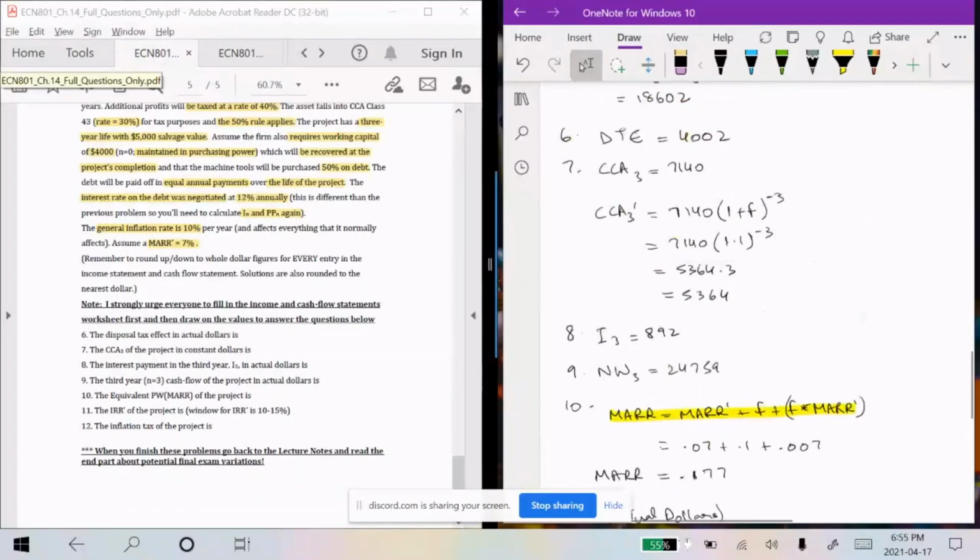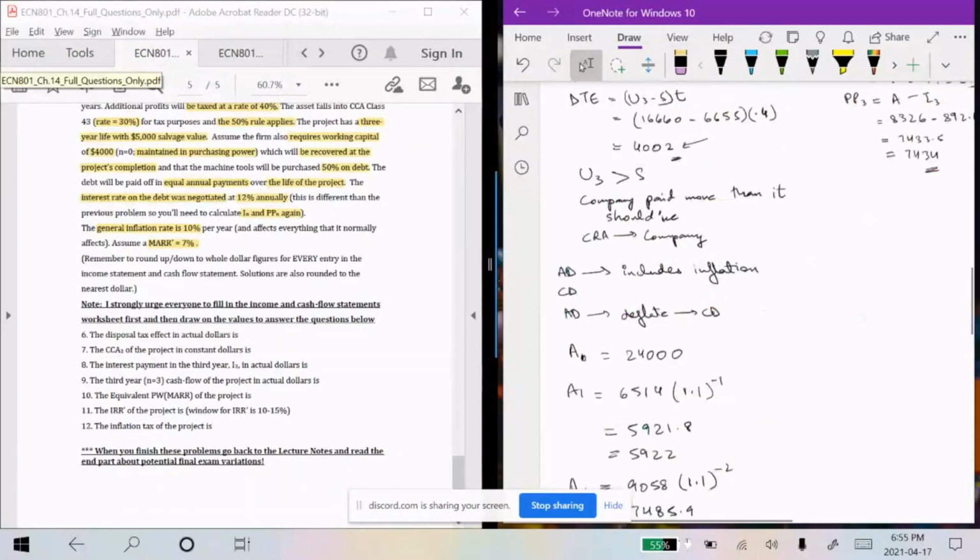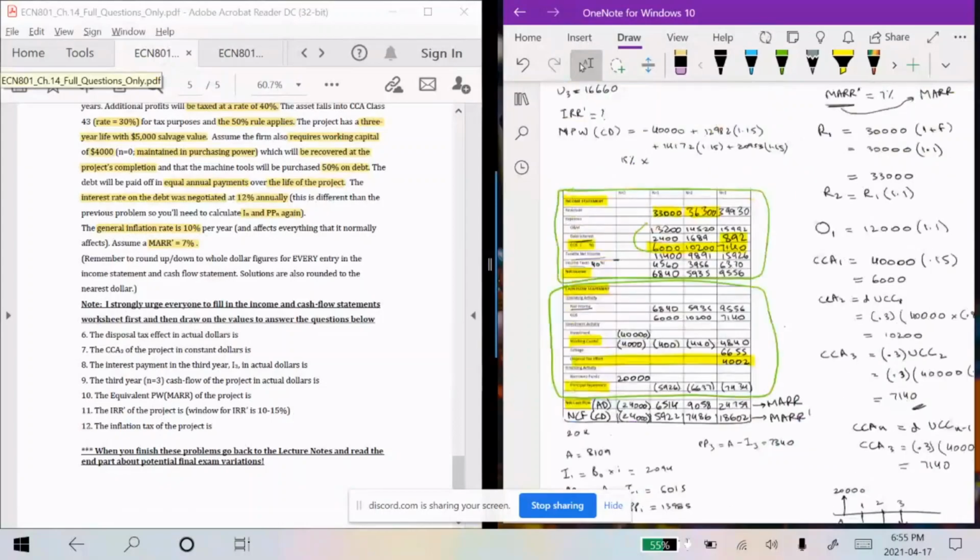Or any of the things in the table. So again, I'm just going to repeat this. The rate they gave us was the MAR dash right here. That applies to constant dollars only. You cannot use that for the net cash flow of the actual dollars. Use the net cash flow to use the MAR of the net cash flow of actual dollars. You need to find MAR, only MAR, not MAR dash.